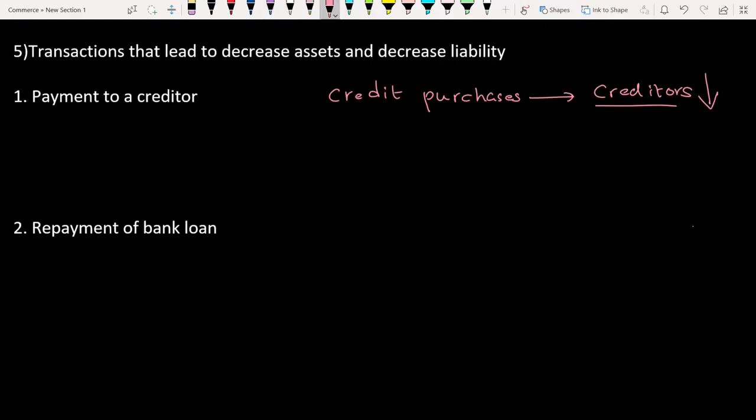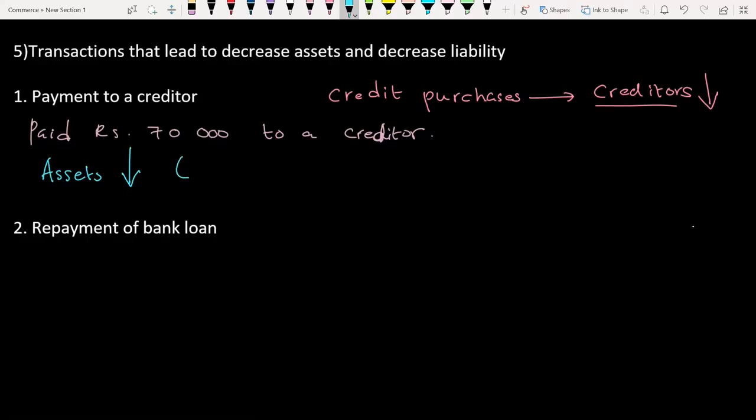So let's write this transaction. Paid, let's say, rupees 70,000 to a creditor. Now what happens because of this transaction? Assets of the business will reduce because the business has to pay cash. Then liabilities of the business also reduce because creditors of the business reduce.